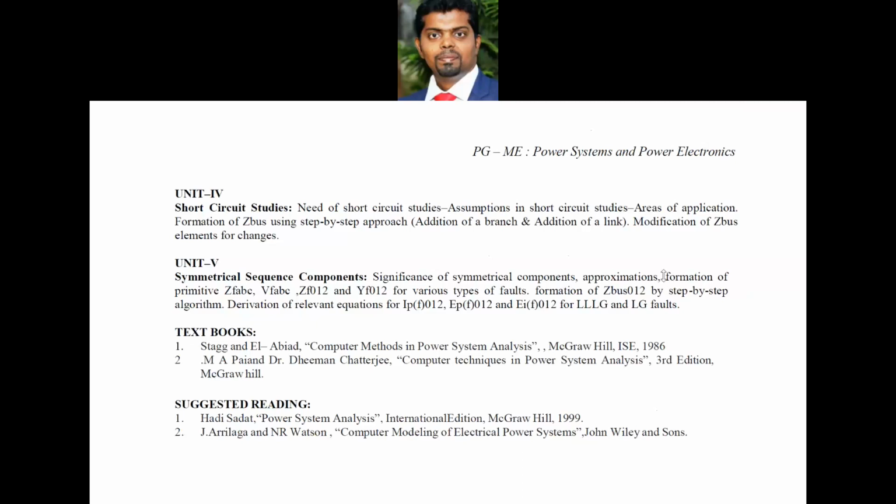Then applications. If any short circuit happens in the line or in the distribution system, how to overcome that? So what we are doing is we are analyzing these short circuit studies beforehand, and what corrective actions have to be taken, that also we are going to discuss in this fourth unit. Next is modification of Zbus elements. After this, we are going to solve some problems also in the short circuit studies.